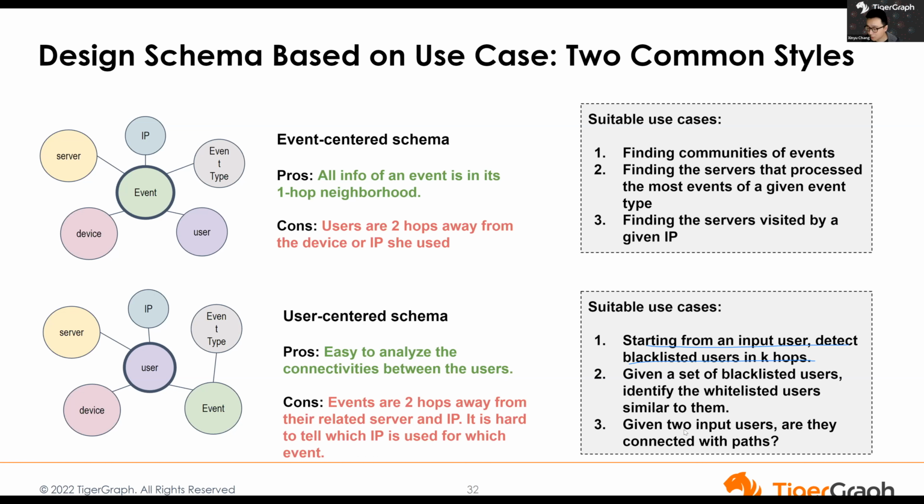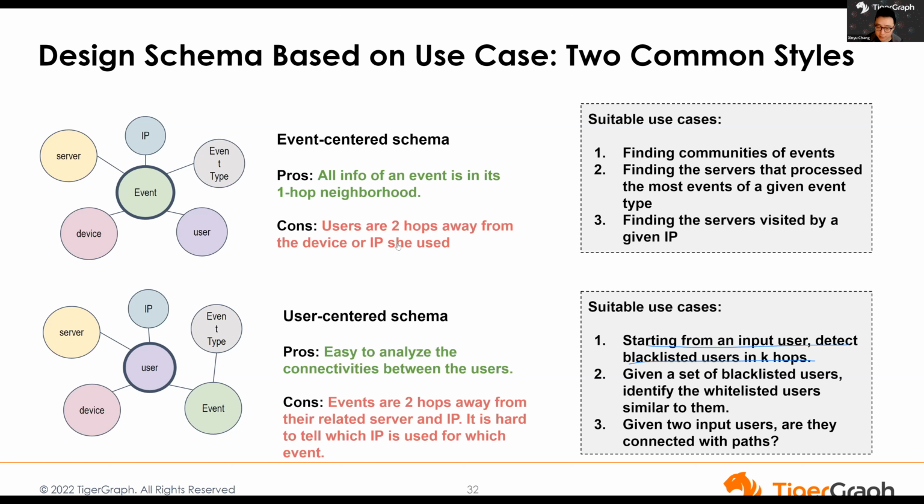Or, given two input users, are they connected with some path? We want to find paths between users. That is also very easy if you make the schema design user-centered, right? So overall, the point I want to make here is that we should design the schema based on where your analytics happen, what level your analytic tasks are at, and then we can adjust the schema to better serve your analytical purposes.